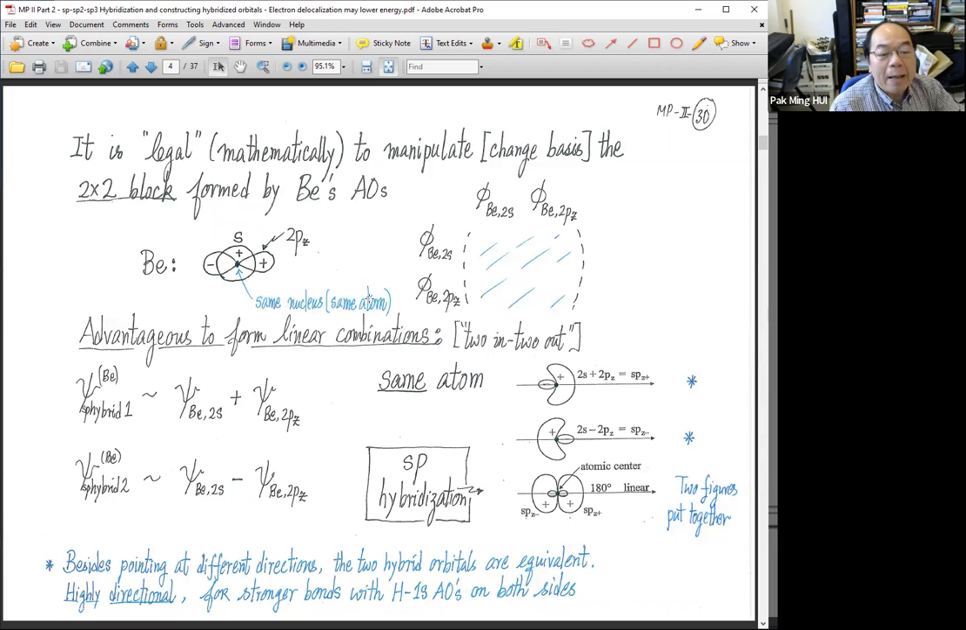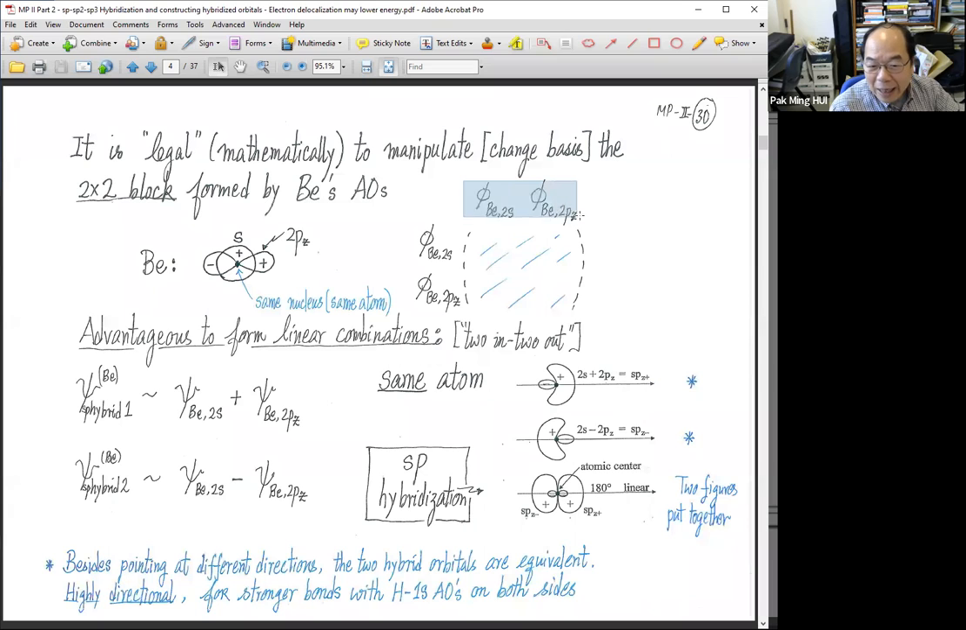Okay, now I want to change bases in a mathematical sense, or I would like to do some linear combination of 2s and 2p of the beryllium AOs from the same atom. The latter statement is physics. The former statement is mathematics. I want to change bases. What do I want to do?